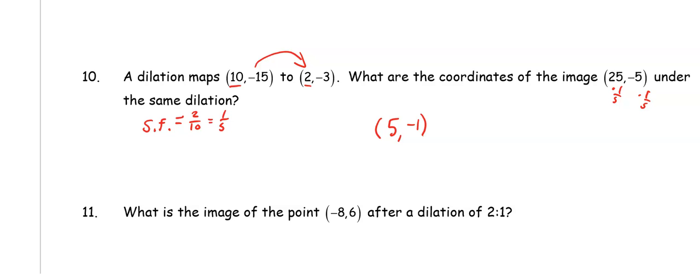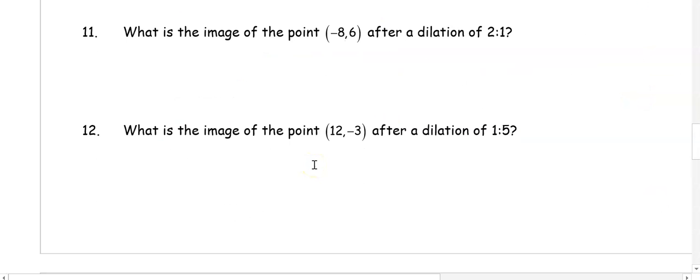In number 11, what is the image of the point (-8, 6) after a dilation of 2 to 1? So this here is a similarity ratio. We want the scale factor. So to get our scale factor, we need to do our reciprocal. So if it's 2 to 1, our scale factor is 1/2. So we're going to multiply each of these points by 1/2. So we get (-4, 3).